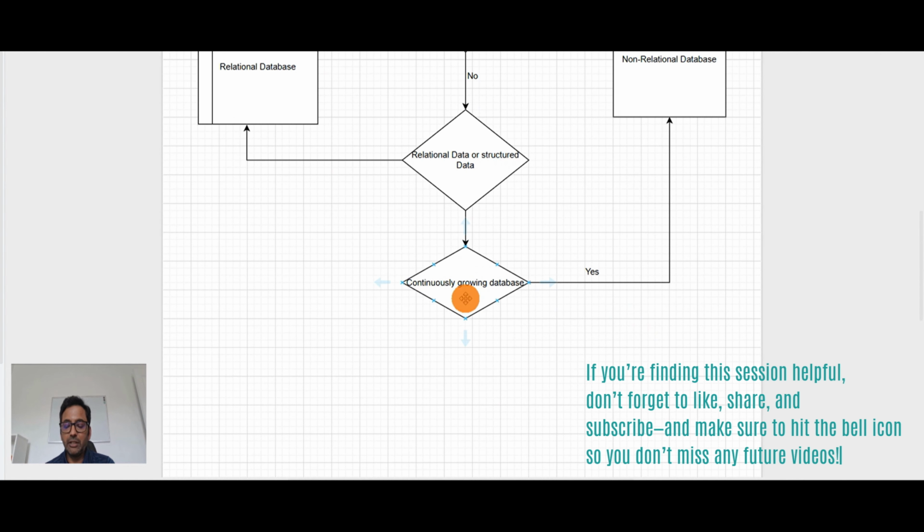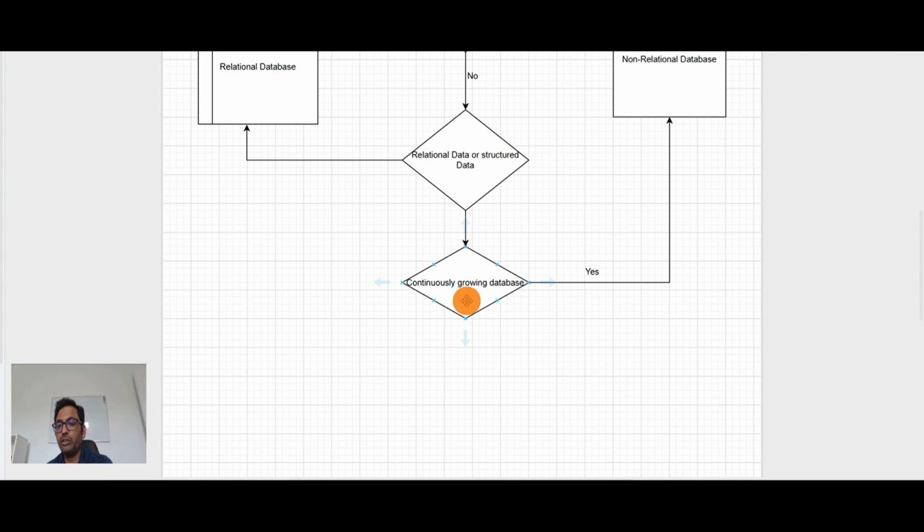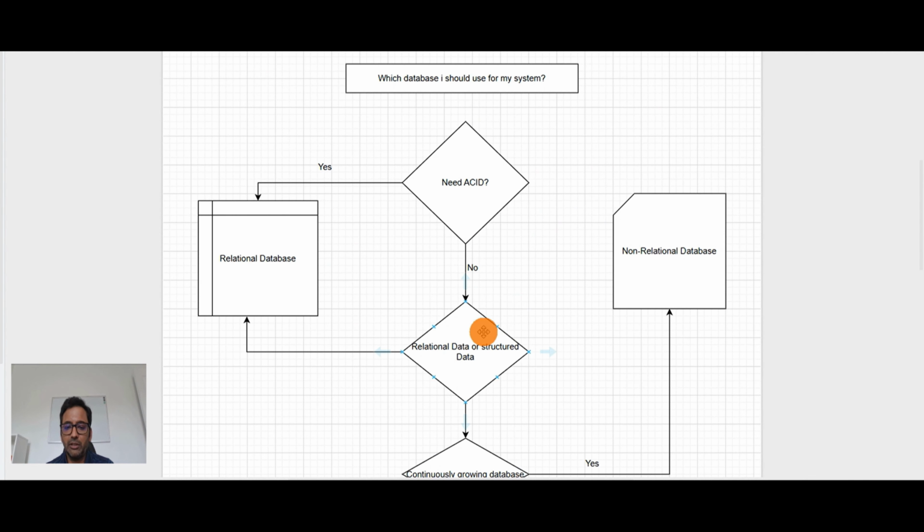If we have a database where we don't need ACID, the data is not structured or relational, and the database is going to be continuously growing, we should always choose the non-relational database. But if it is not continuously growing, we know it's a small set of data. In case of no, we can choose any of them, whichever is most suitable for us.